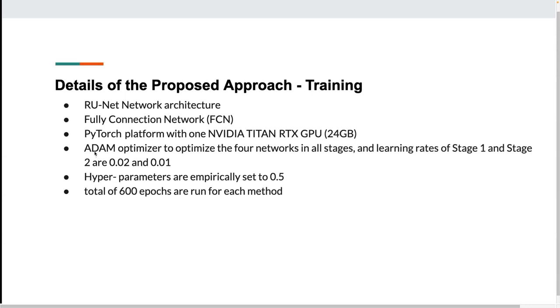And they use the Adam optimizer for stage 1 and stage 2, and these are the numbers. The hyperparameter is set to 0.5, and they trained 600 epochs for each method. So I think they run a total of 2,400 epochs for all the training models.